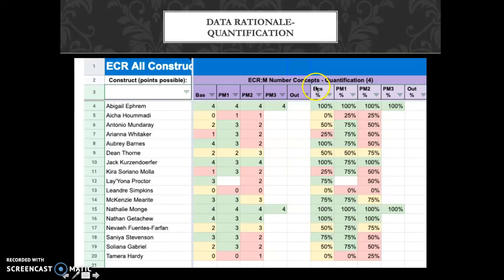We do assessments at baseline, the beginning of the year, then PM1, PM2, PM3, and then outcome at the end of the year. Right now we're at PM2, and a lot of my students are in the red, so I definitely focused on this construct more than the others because they need the most help in this one. That's why you don't see a super widespread gap. Some have 100%, but the majority of them are 50s.